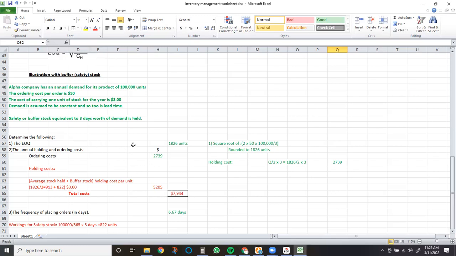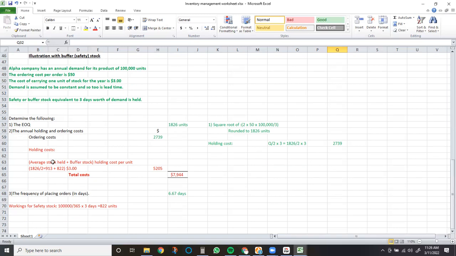So here, EOQ works out to be 1,826 units. The annual holding and ordering cost would be 2739. Q over 2 times 3 is 2739. Notice the holding cost, I have it in red because it would not be the same as ordering. Average stock held as usual, which is Q over 2, times CH, and the CH is $3.